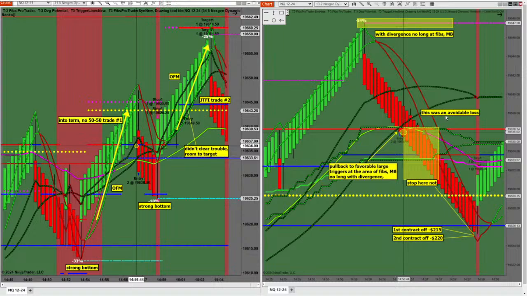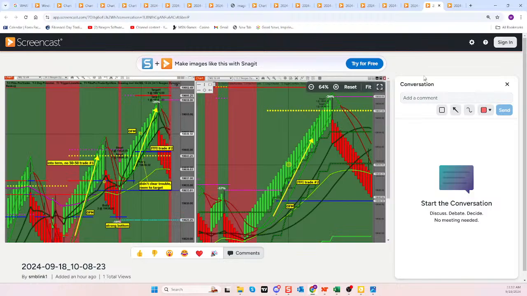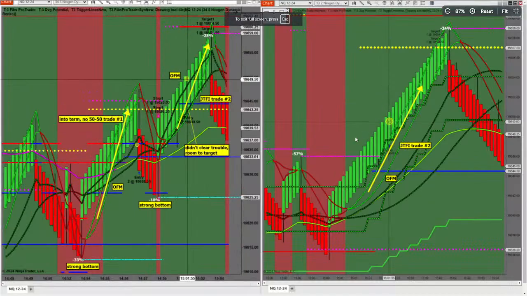I love your annotations, Steve. And I know that I talk them out. I'm not beating you guys up when I do that. But absolutely, telling yourself this was an avoidable loss, you're going to be less likely to take that loss next time. Especially when you see it twice, right?